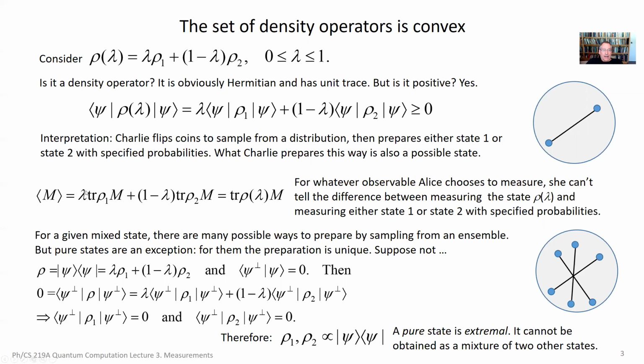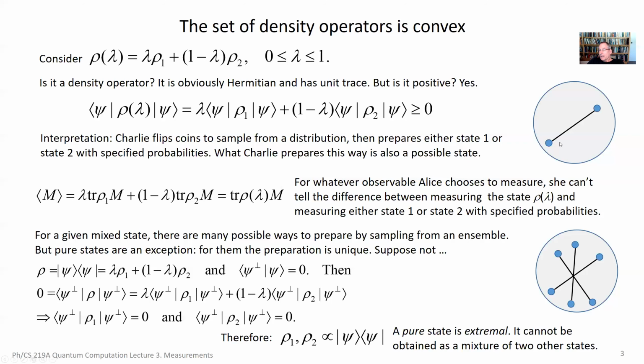And then with probability lambda, Charlie has prepared rho 1, and then the corresponding conditional expectation value of m would be the trace of rho 1 m. With probability 1 minus lambda, Charlie has prepared rho 2, and conditioned on that preparation, the expectation value of m would be the trace of rho 2 m. So altogether, the expectation value of m is just the trace of rho of lambda m. So this preparation that Charlie carried out by consulting a source of randomness is really just a way of preparing the state, which we called rho of lambda.